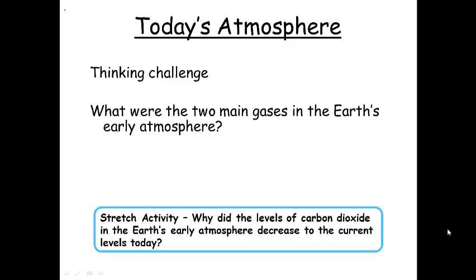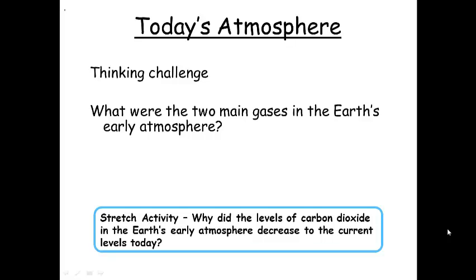Welcome to lesson 2 on C1 topic of chemistry. So what we're going to be covering today is today's atmosphere, and the thinking challenge is what were the two main gases in the Earth's early atmosphere? This is what we covered in lesson 1. So what do you think these are?